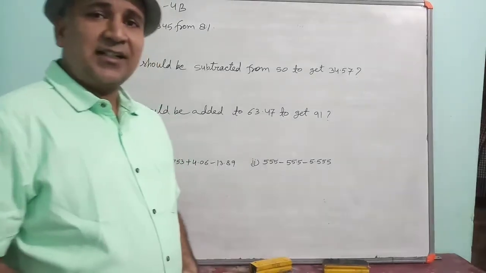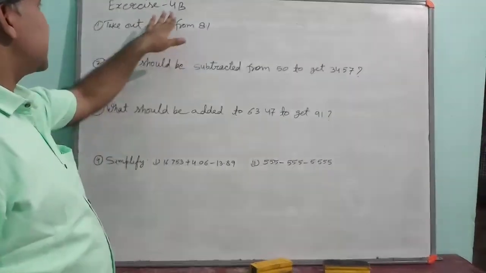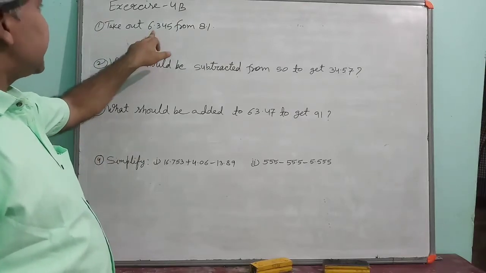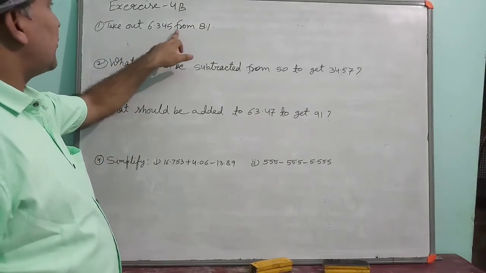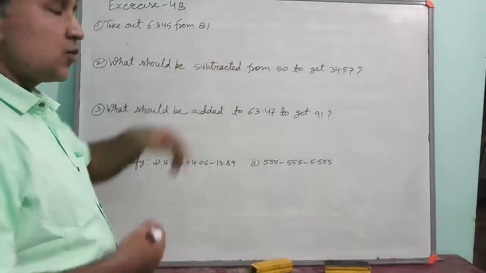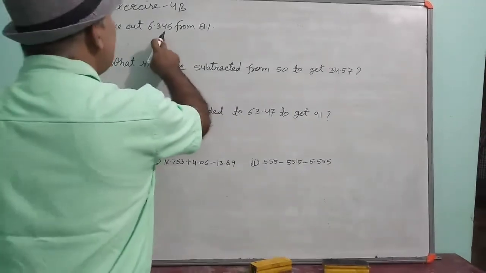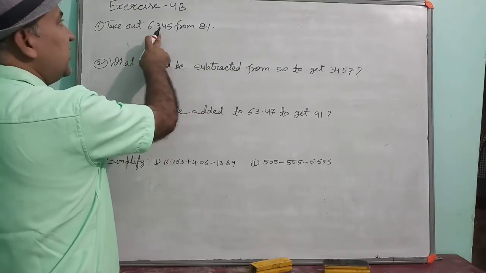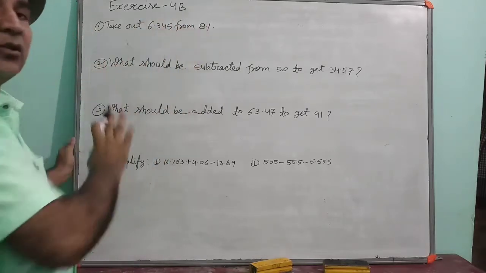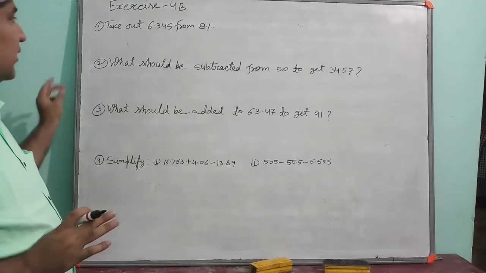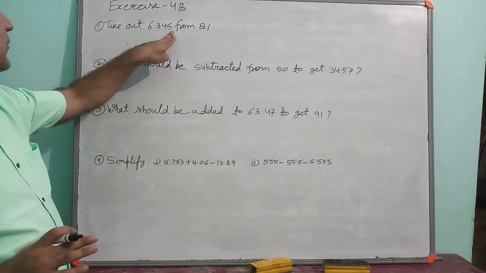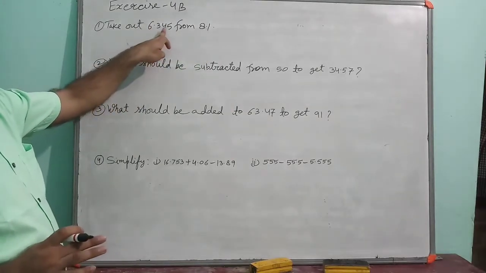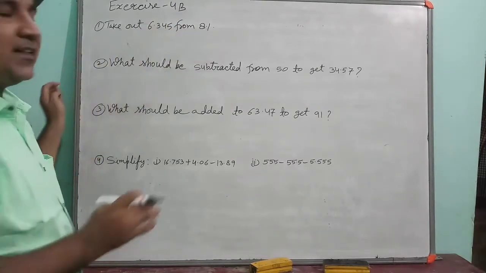Okay children, now see the next exercise, that is exercise 4b. I have written some questions here. First question is, take out 6.345 from 8.1. So how to solve it? Take out means subtract. Take out 6.345 from 8.1 means subtract 6.345 from 8.1. Understood?